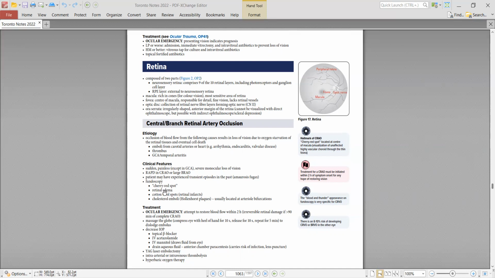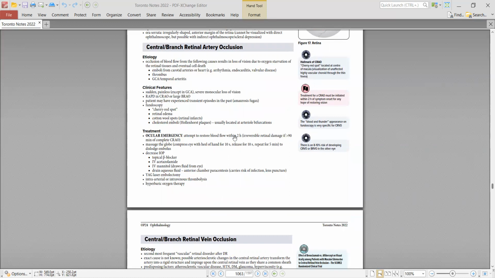The fundoscopy is important here. Retinal edema is there. Cotton wool spots are there. Cholesterol emboli, Hollenhorst plaque. This is important. So ocular emergency, restore the blood flow immediately. You should do massage of the eye.